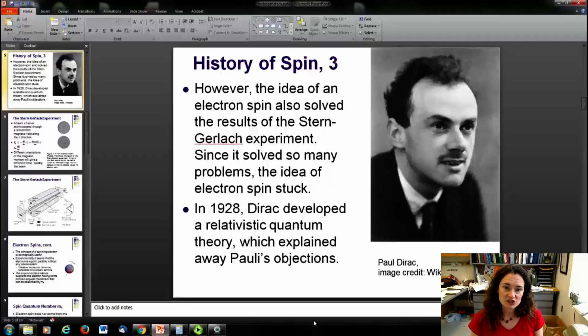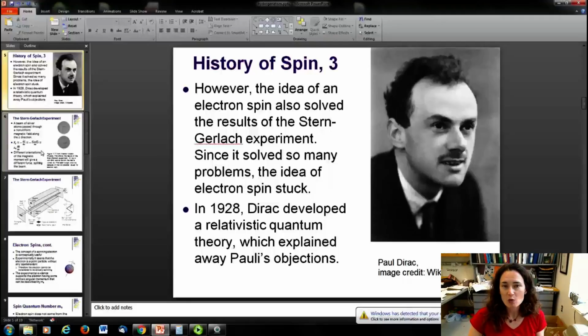And then in 1928, Dirac, shown here in this image, his name is Paul Dirac, he developed a relativistic quantum theory, and that explained away Pauli's objections. And the electron spin as we know it fell out of his equations. And so that was nice, and Pauli lifted all his objections.